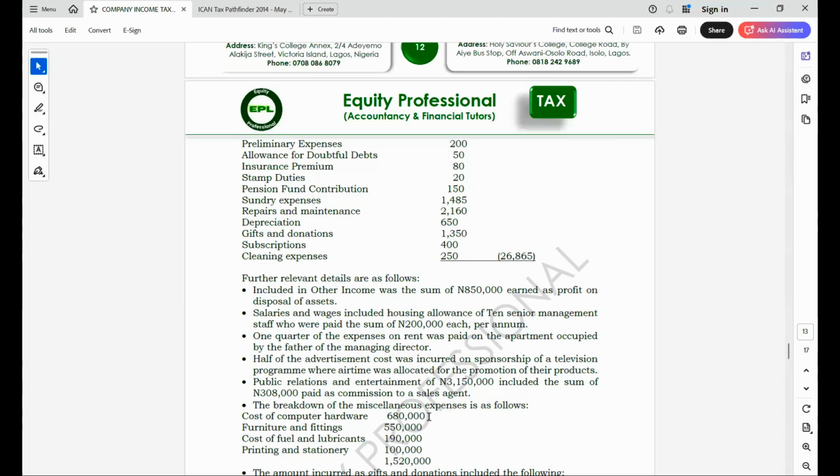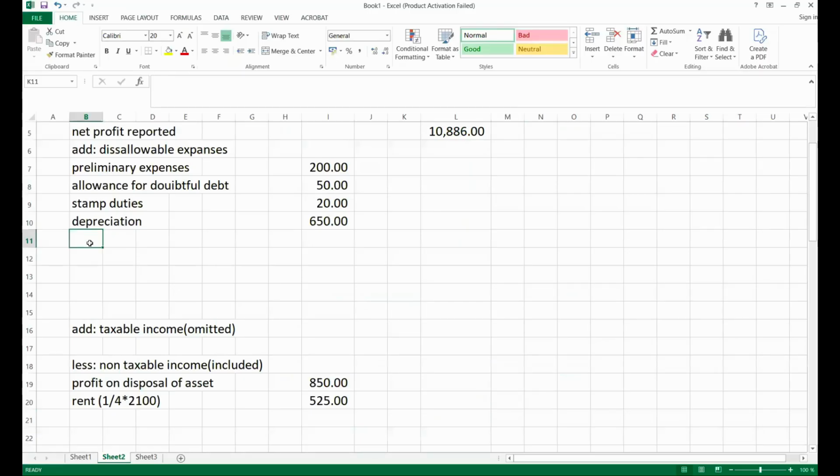So that means it is available for capital allowance claim. Yes, sir. So since it is going to be available for capital allowance claim, it is not going to be allowed here again. It's going to be a disallowable expense. So under disallowable expenses, miscellaneous expenses, computer hardware. So 680 is going to be disallowed.